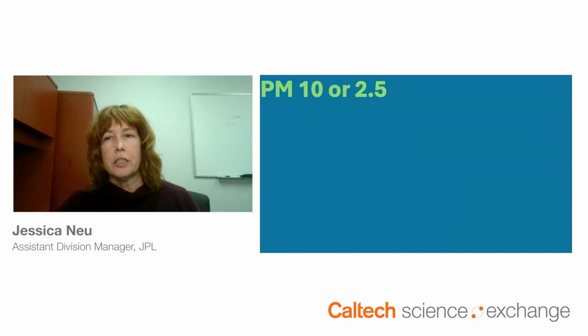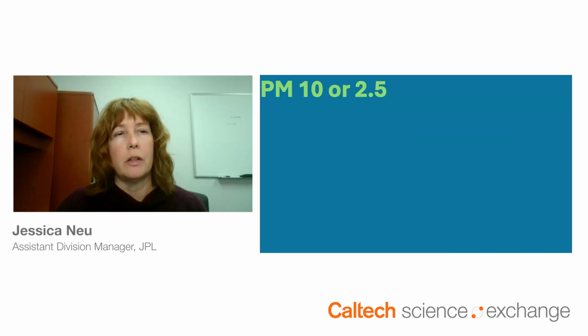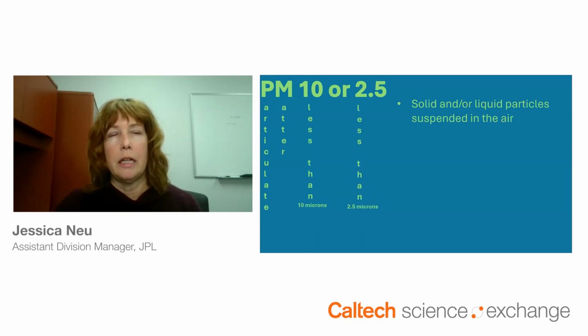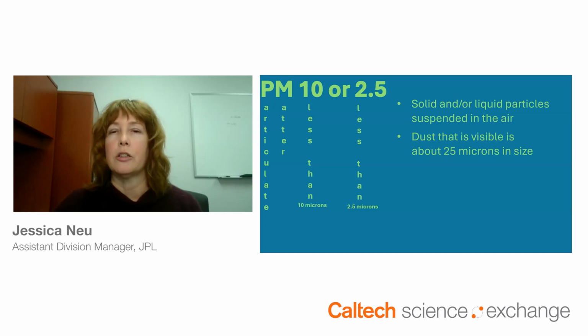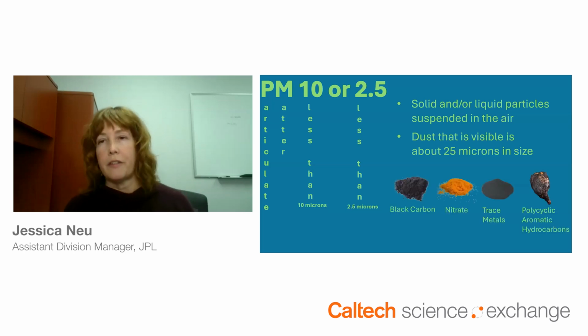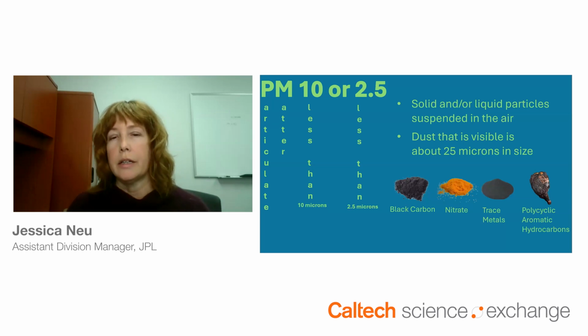The second set of definitions I was going to provide you with are PM10 or PM2.5. So PM stands for particulate matter, and that just means solid and or liquid particles that are suspended in the air. If we're talking about PM10, it's less than 10 microns. PM2.5 is less than 2.5 microns. And just for reference, dust that's visible to the human eye is about 25 microns in size. So some examples of particulate matter that are produced by fires are things like black carbon, nitrate.